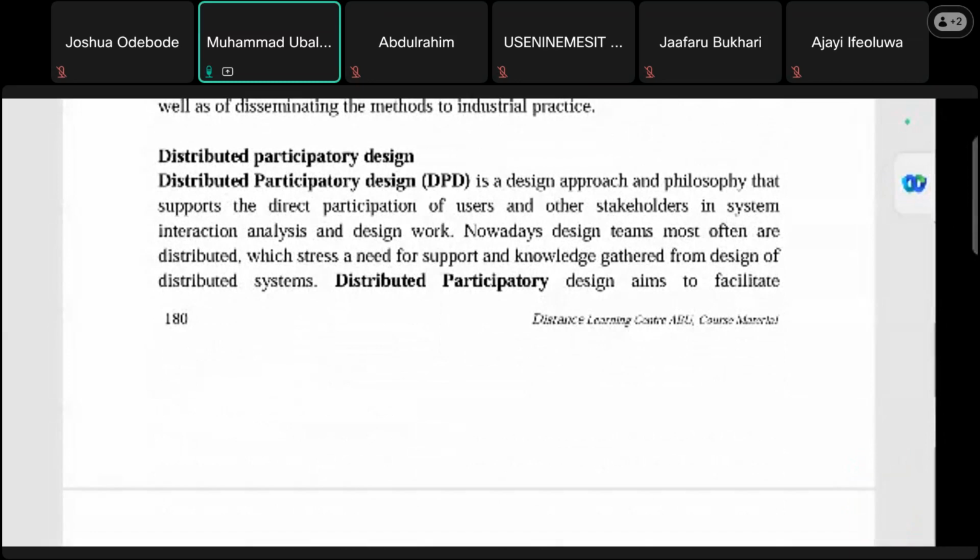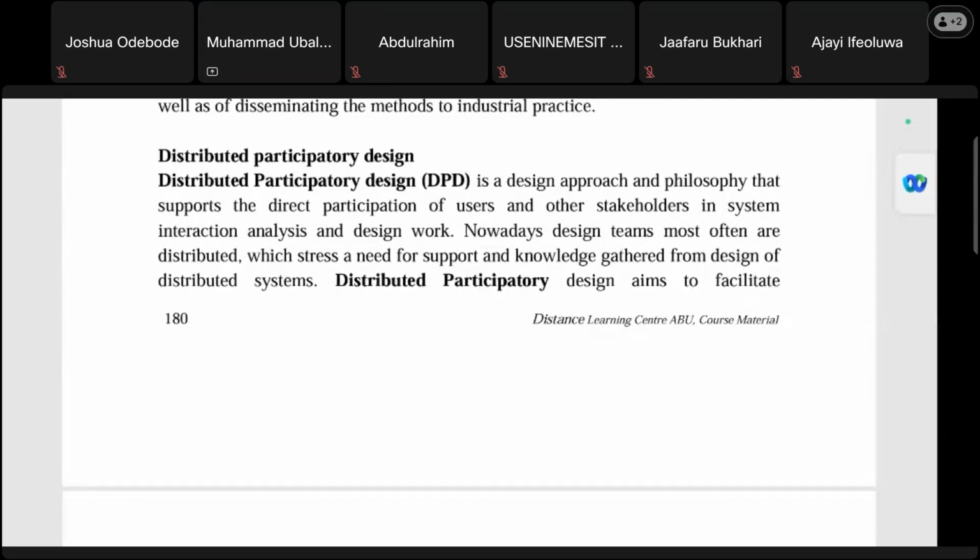Now, another aspect of design is called the distributed participatory design. Distributed participatory design is a design approach and philosophy that supports the direct participation of users and other stakeholders in the system interaction analysis and design work. I will read this again. Distributed participatory design is a design approach and philosophy that supports the direct participation of users and other stakeholders in the system interaction analysis and design.